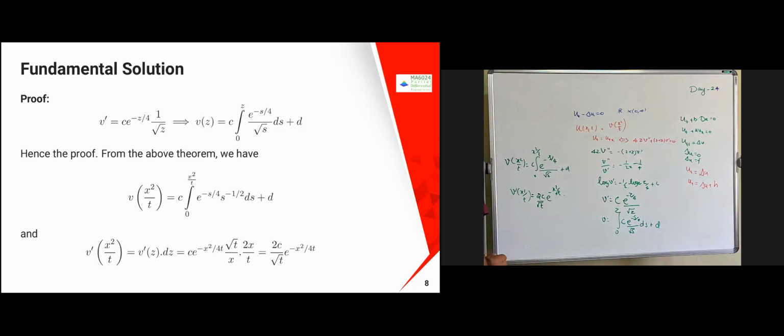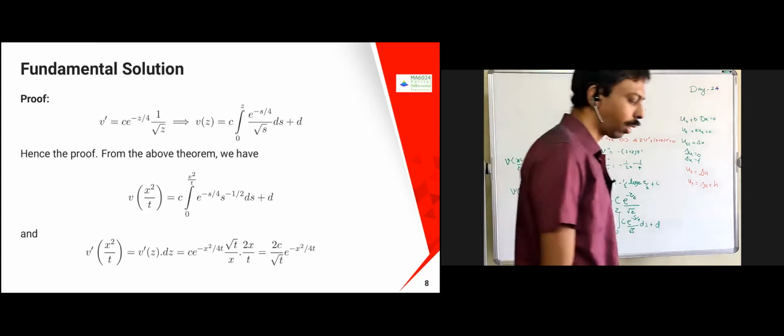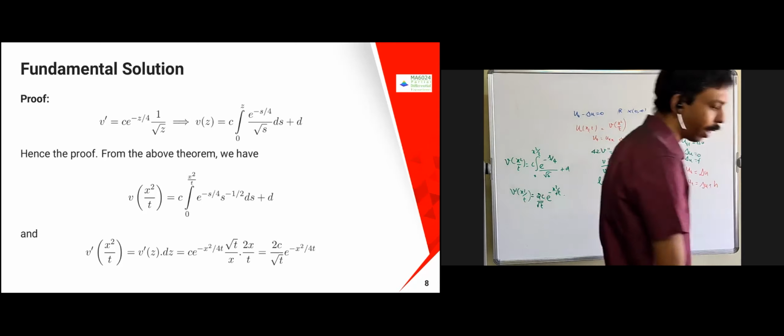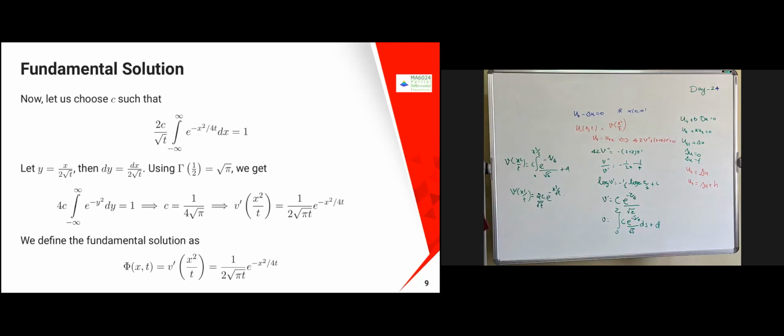Now what we have to do is find the c. If we find the c, then we are going to get the fundamental solution. This is almost the fundamental solution that we are going to derive. Now we are going to choose c such that the integral of 2c by root t, e power minus x square by 4t, from minus infinity to infinity, is going to become 1. I have to choose my c such that this holds.